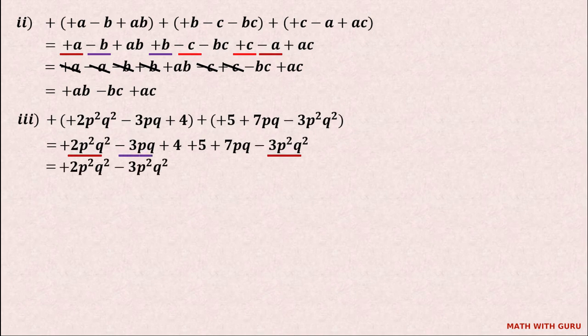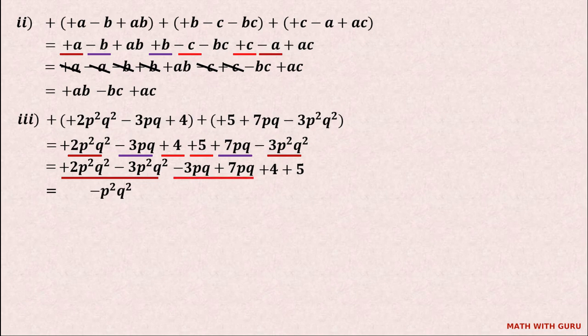Again, minus 3pq plus 7pq are the like terms. Plus 4 plus 5, they are constant terms and they are like terms. What is the algebraic sum? Plus 2 minus 3. 3 minus 2 is 1. 3 has negative sign here. Therefore, minus 1p squared q squared. We don't write 1 there. It is understood. It is there.